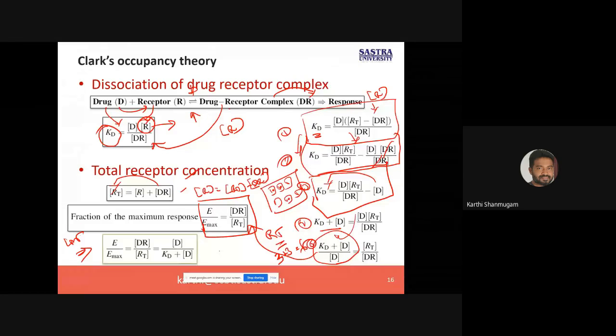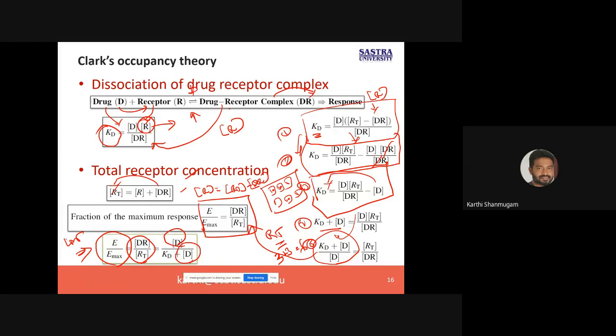A very important equation that explains the relationship between the drug molecule and how it binds the drug target to produce the biological response. So E by E max is equal to dR over RT, which is equal to the concentration of the drug molecule by Kd plus the concentration of the drug molecule. Have you ever seen this type of equation in your biochemistry, if you remember?